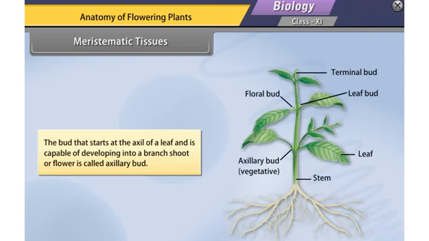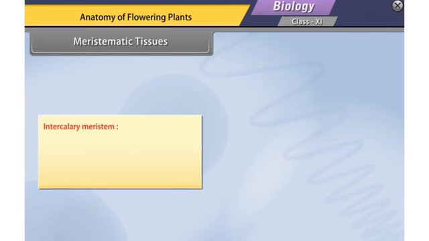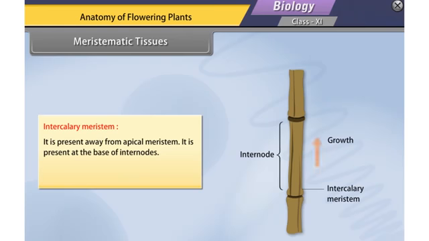The bud that starts at the axil of a leaf and is capable of developing into a branch, shoot, or flower is called axillary bud. Meristematic tissues. Intercalary meristem. It is present away from apical meristem. It is present at the base of internodes, for example, in grasses and wheat, or at the base of leaf.